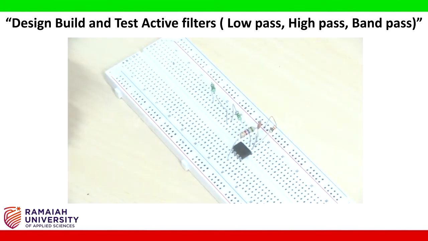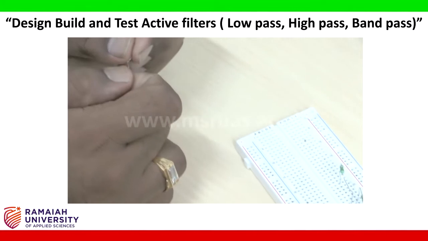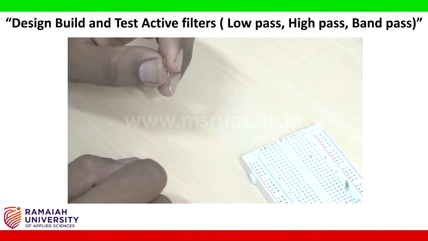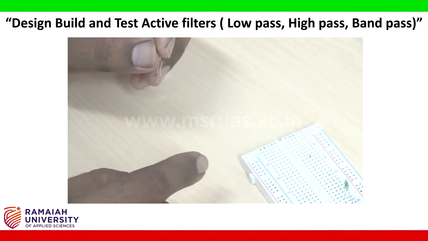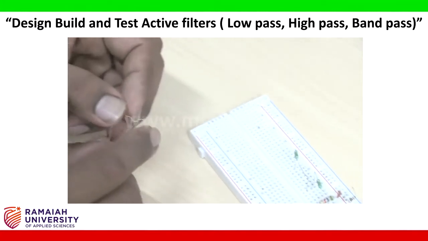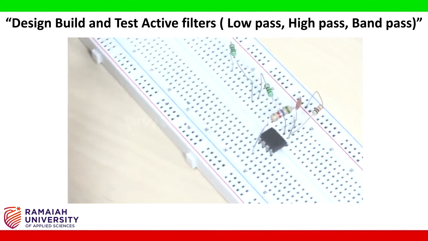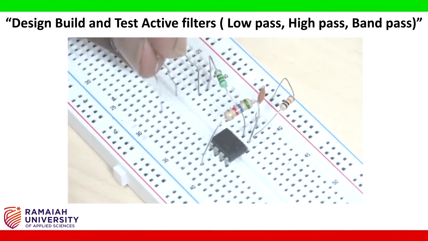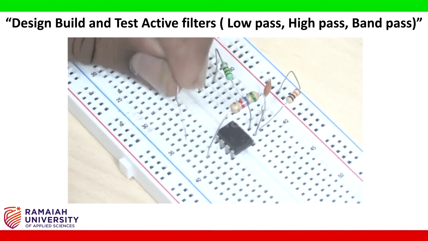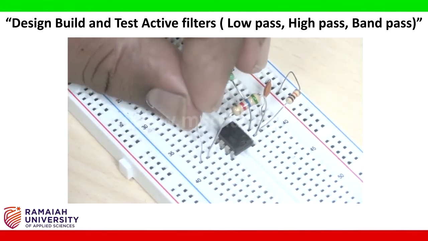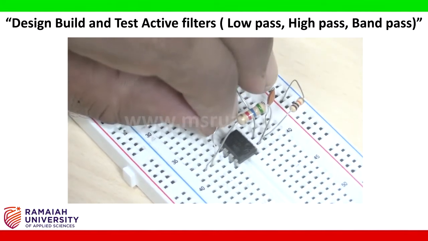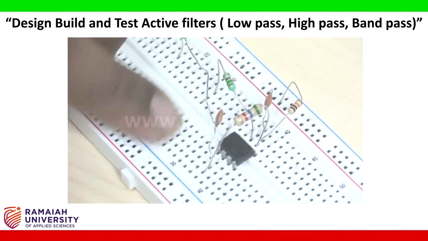Another capacitor I need to connect from pin number 6 to pin number 3. We have connected the 1.6 kilo ohm resistors. So the middle point of this junction I need to connect to pin number 6 with a capacitor. So this is the point. I need to connect this point to pin number 6. This is pin number 6. Now both the terminals will be connected.